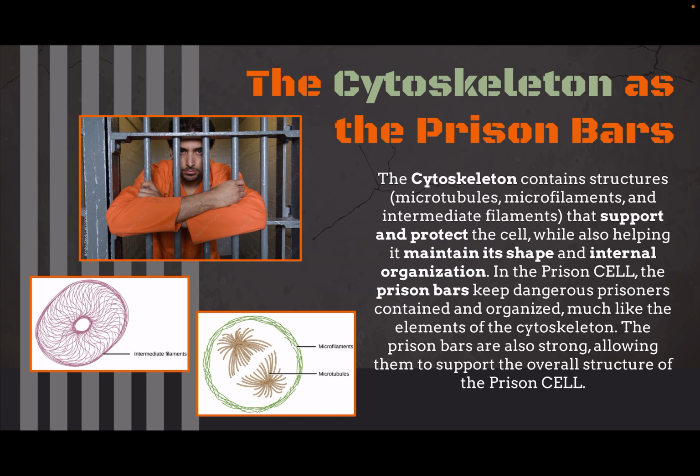And now we have the cytoskeleton as the prison bars. The cytoskeleton contains different structures, including microtubules, microfilaments, and intermediate filaments that support and protect the cell while also helping it maintain its shape and overall structure and internal organization. In the prison cell, the prison bars keep the dangerous prisoners contained and organized, much like the different elements of the cytoskeleton do.